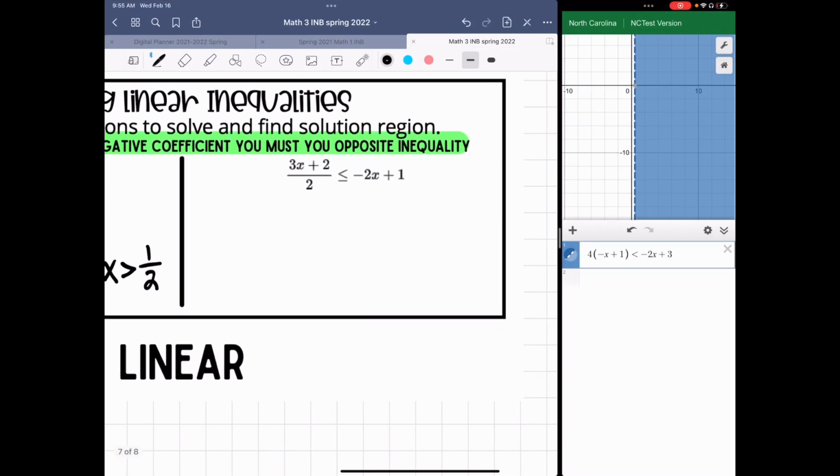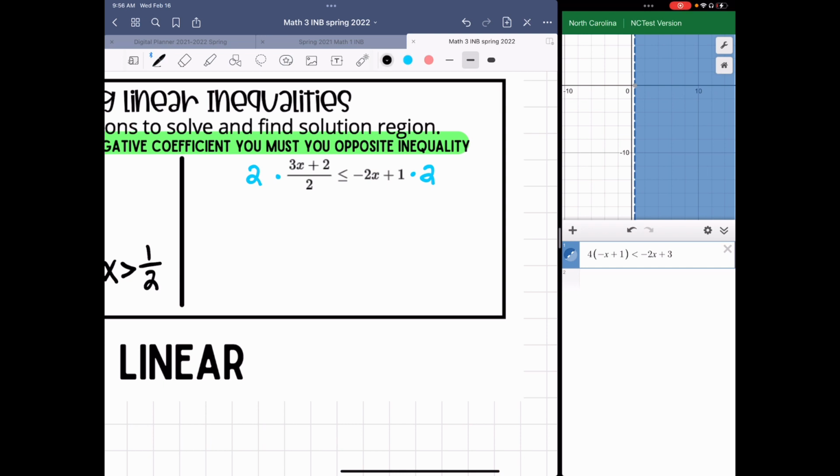All right, and then for the next one, I have 3x plus 2 over 2 is less than or equal to negative 2x plus 1. When we're looking at this, the first thing I've got to recognize is this 2 in the denominator is preventing me from doing anything with the numerator. So I need to get rid of that denominator first. Well, it's being divided by 2, so I'm going to multiply by 2.